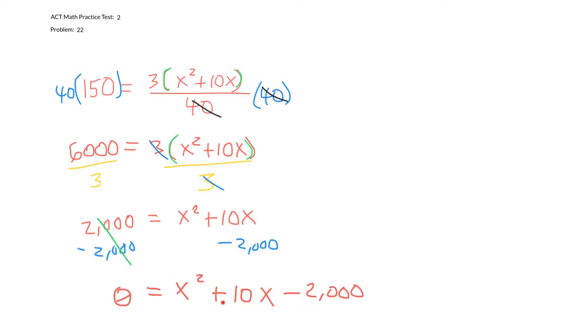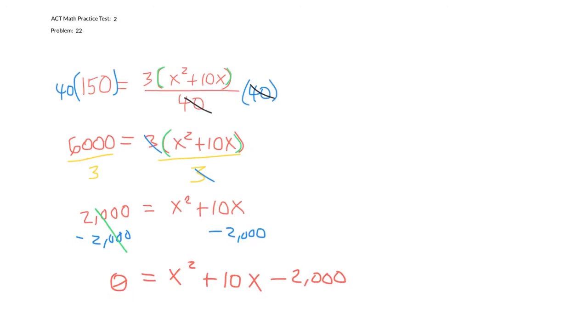And at this point, we're going to factor. We're going to ask ourselves, what two numbers multiply to negative 2,000 but add to 10? What two numbers multiply to negative 2,000 but add to positive 10? So many of you might be racking your brain about that, and I don't blame you, because 2,000 has a lot of factors and it's annoying, right?